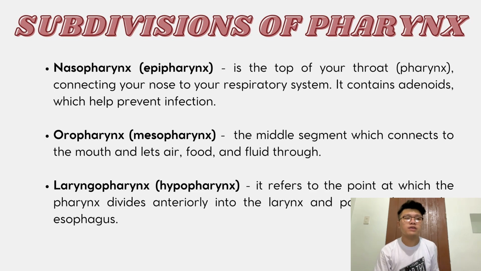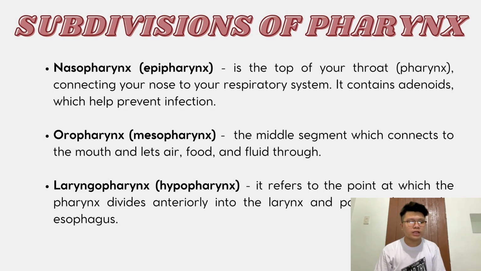Next we have the laryngopharynx or the hypopharynx. It refers to the point at which the pharynx divides anteriorly into the larynx and posteriorly into the esophagus. In our illustration, the blue part at the top is the nasopharynx. The green, which is in the middle, is our oropharynx. And the one at the bottom is the laryngopharynx.